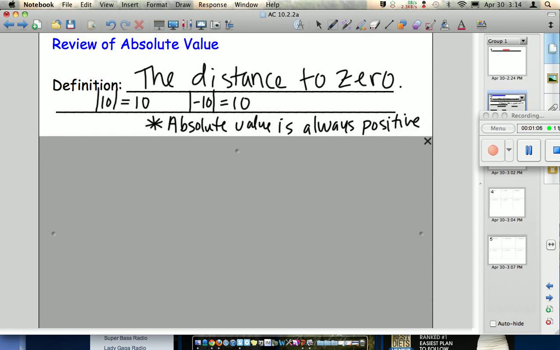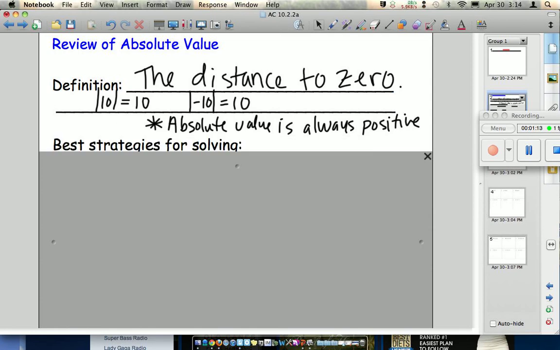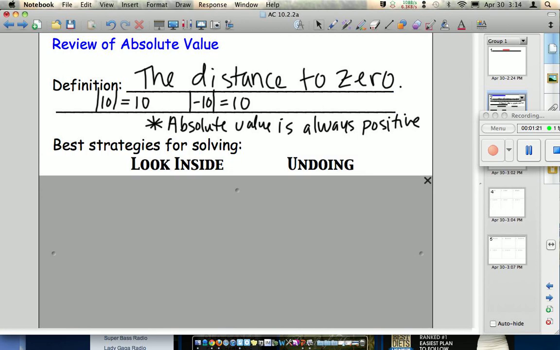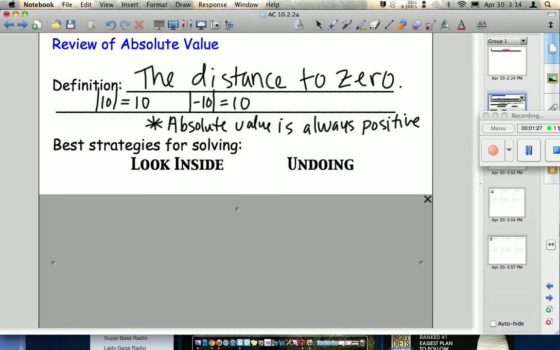So these are some things that you should have noticed recently when you learned about absolute value, and that we're going to need to understand in order to solve equations with absolute value. There are two really good strategies that you've been learning about that are key and essential to solving absolute value equations. One of them is look inside, and the other is undoing. Look inside, remember, is simply what it sounds like. We look inside of something and think about what that value has to be. So let's show you what look inside is with the first two examples here.